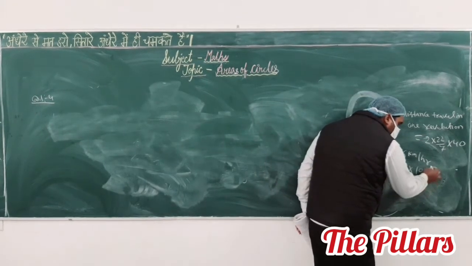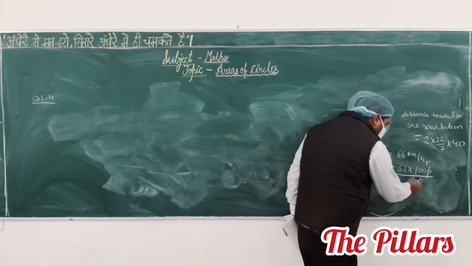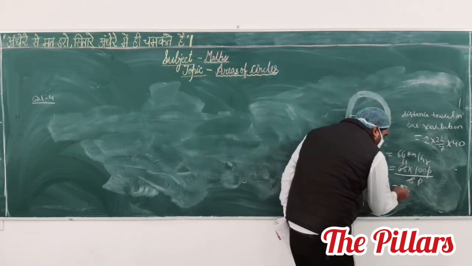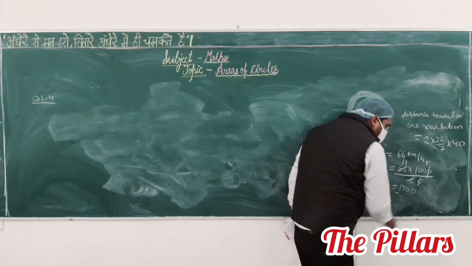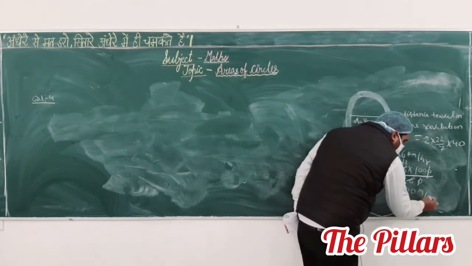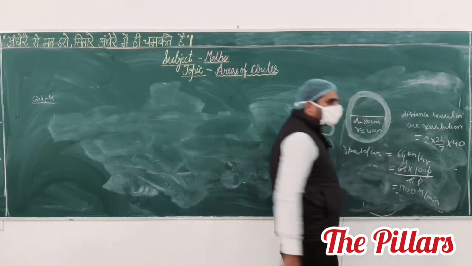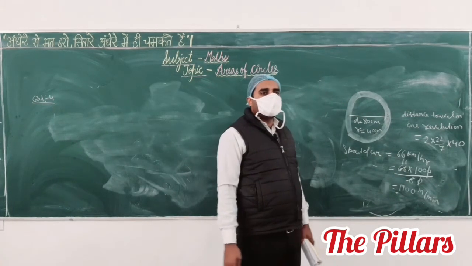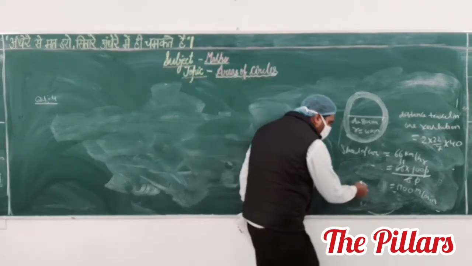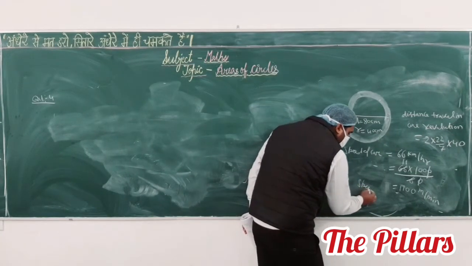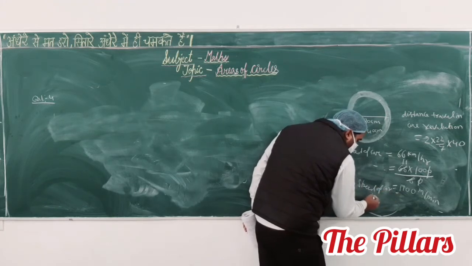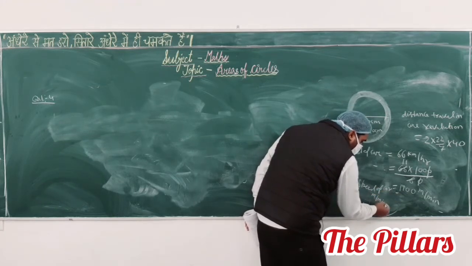The zeros cancel out. 6 elevens are 66. It means 1100 meter per minute. This is the distance traveled by the car in 1 minute, 1100 meter per minute. This is the speed of the car in meter per minute.